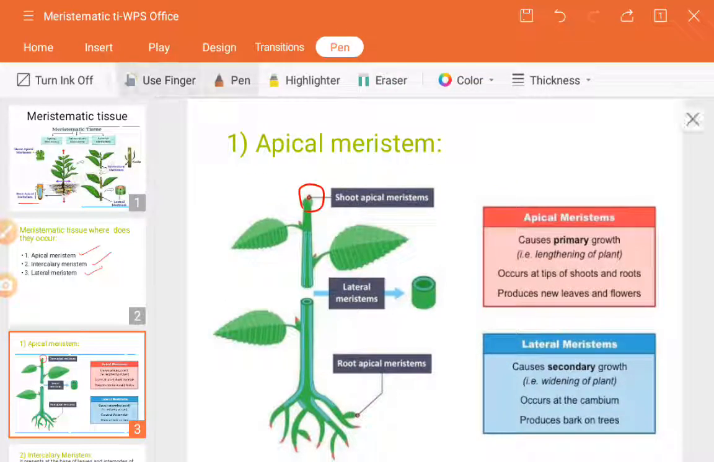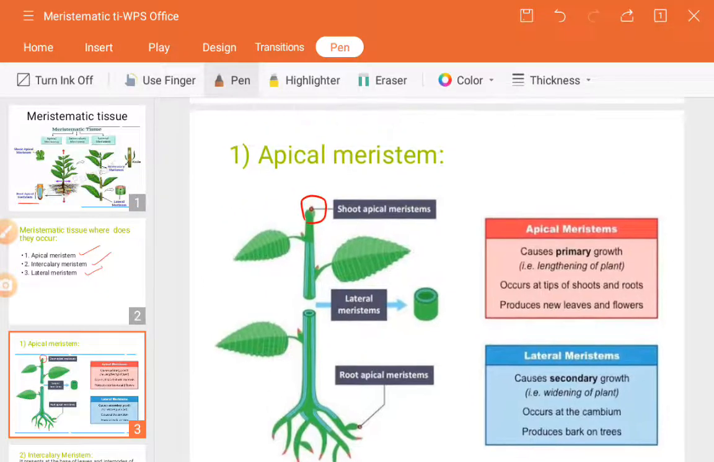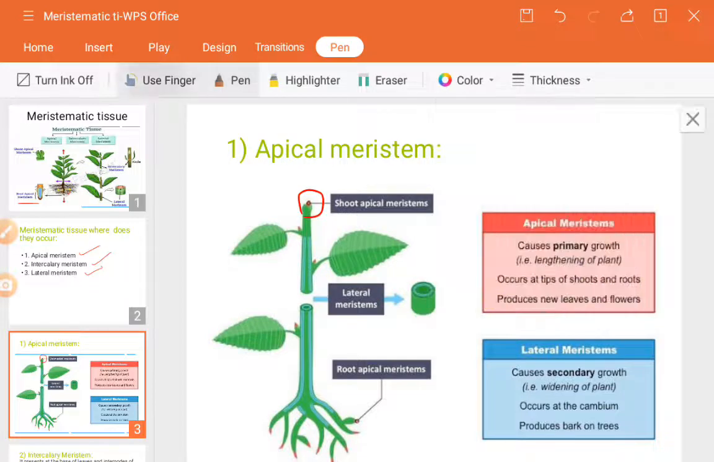Now next, one box is given about apical meristem. It causes primary growth. As I told you, meristematic tissue results in primary and secondary growth. In the recording you may have understood, the apical meristem is nothing but primary growth, an increase in the length. And length means, guys, I can show you here. Here, length is nothing but this one, and this is primary growth.